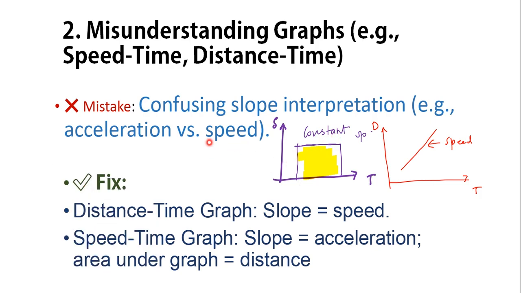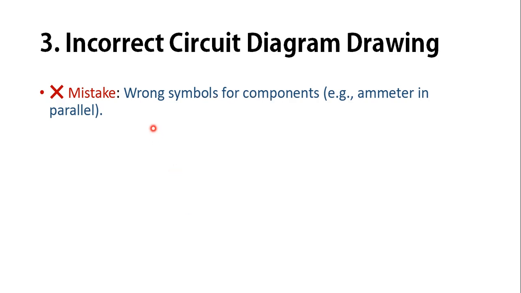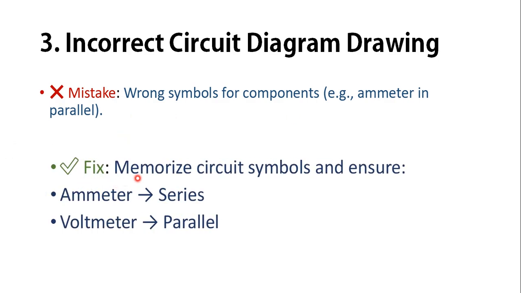Now the third mistake is incorrect circuit diagrams and drawing. What is the mistake? Using the wrong symbol for components, for example connecting an ammeter in parallel. How to fix that mistake? Memorize the circuit symbols, that is very important. Ensure that the ammeter is in series and the voltmeter is in parallel.